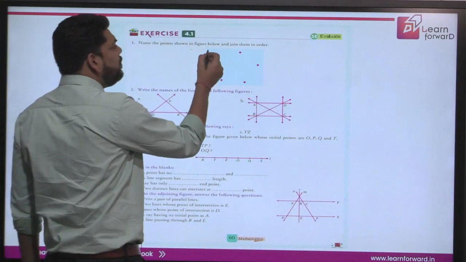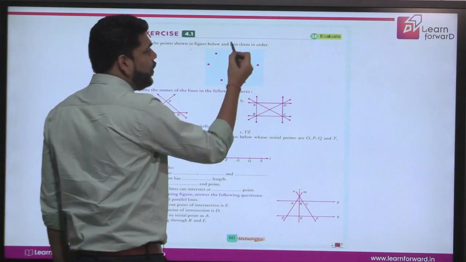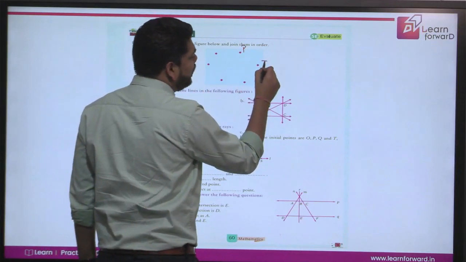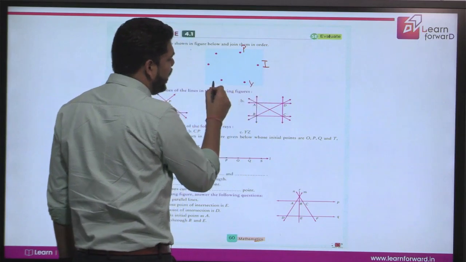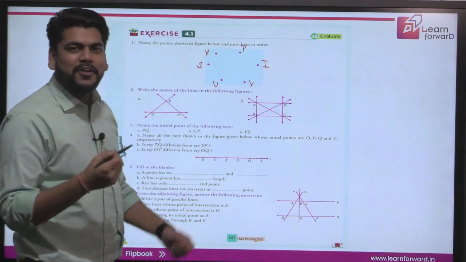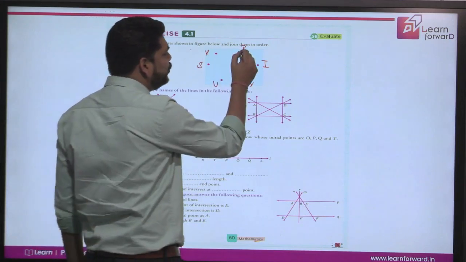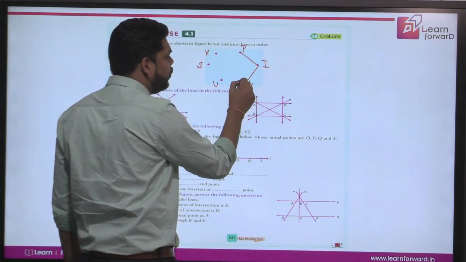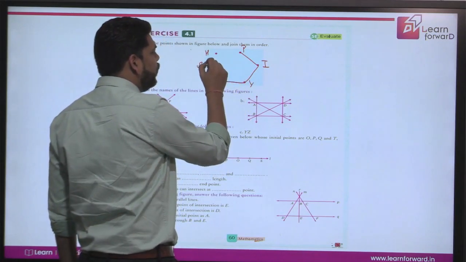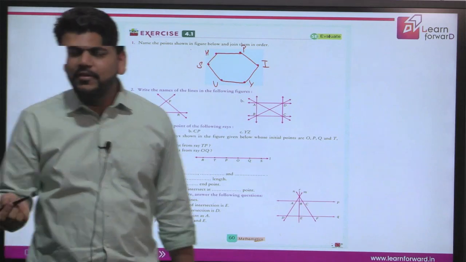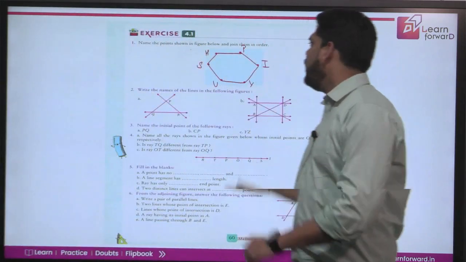Okay, so I'm naming it as, why don't I write my name only? I'm writing P I Y U S H. I've given my name to these points, Piyush, and I'm joining these lines 1, 2, 3, 4, 5, 6. So I have given the points their names and I have joined them.